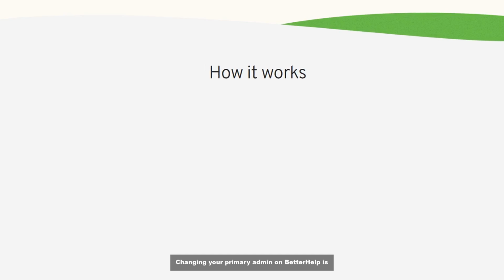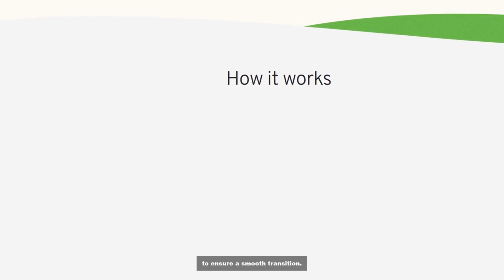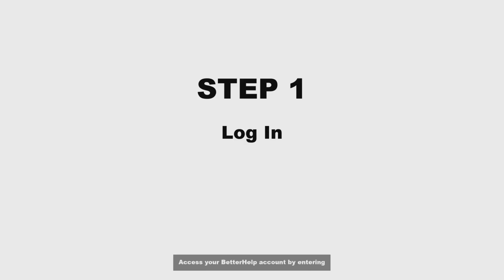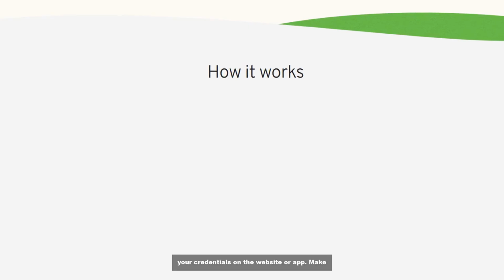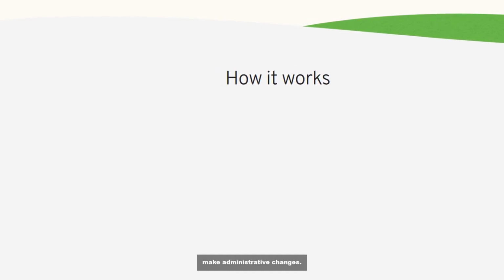Changing your primary admin on BetterHelp is a straightforward process. Follow these steps to ensure a smooth transition. Step 1. Log in. Access your BetterHelp account by entering your credentials on the website or app. Make sure you have the necessary permissions to make administrative changes.